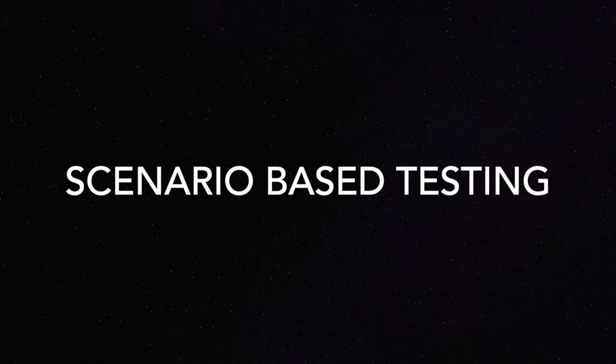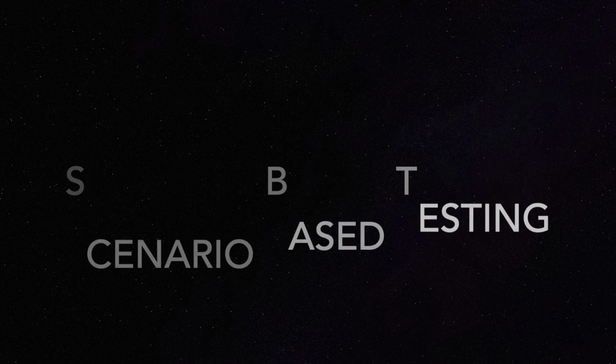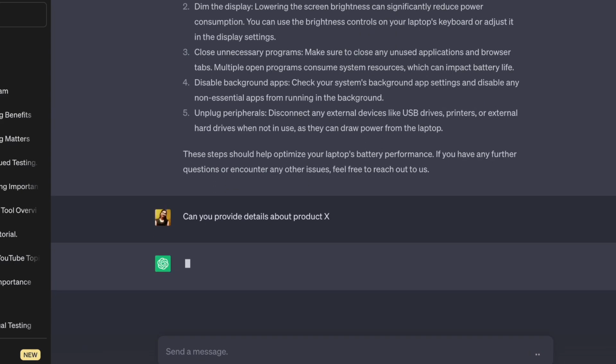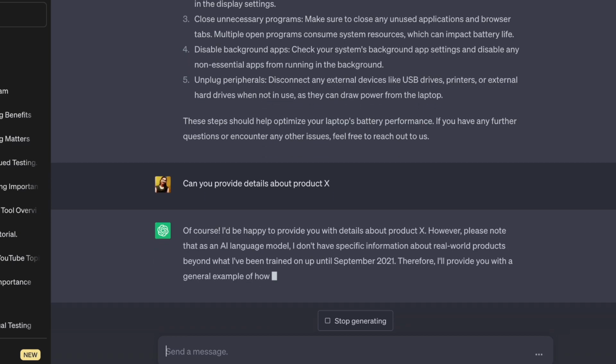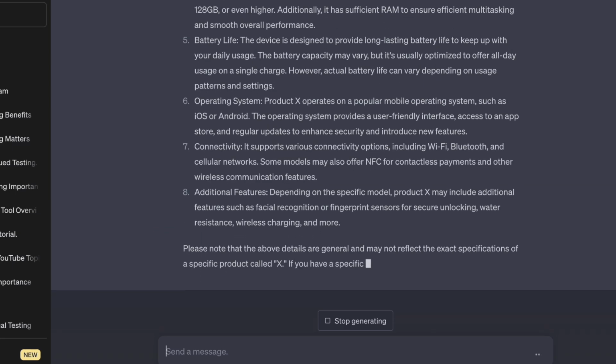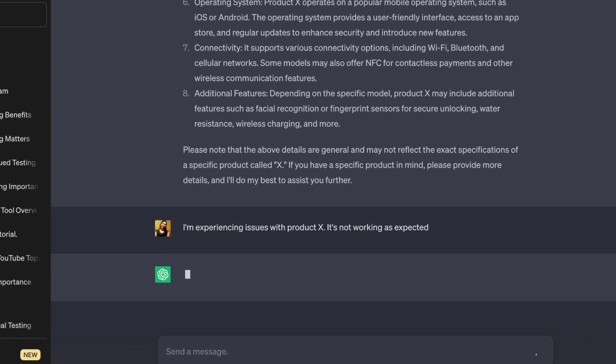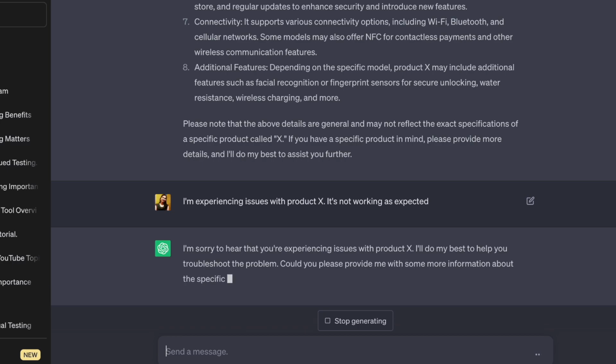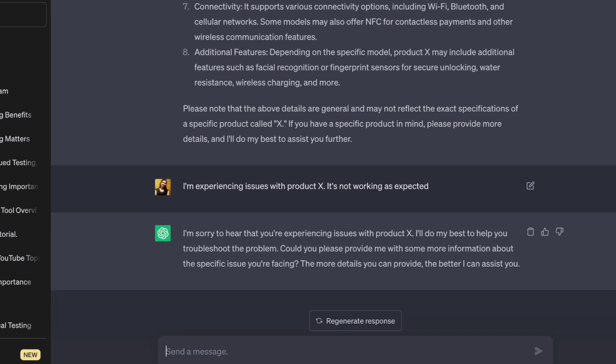Now we will see scenario based testing on ChatGPT. We will give one scenario and will see whether it meets the desired requirements or not. So here we are throwing some customer questions, and let's see how ChatGPT responds to that. Here is another question: I am experiencing an issue with this product and it's not working as expected. How will you handle it?